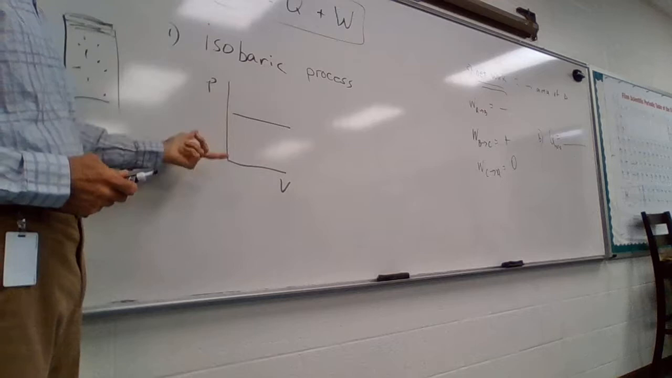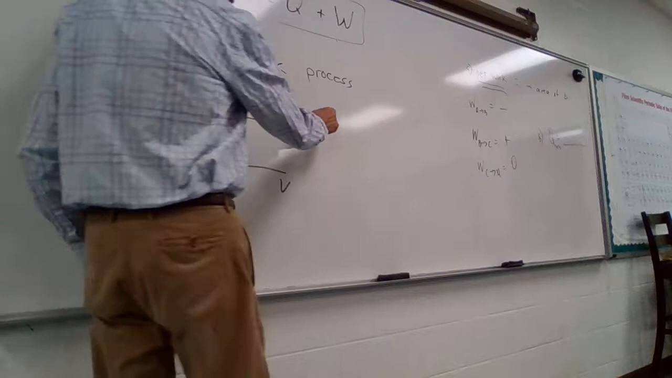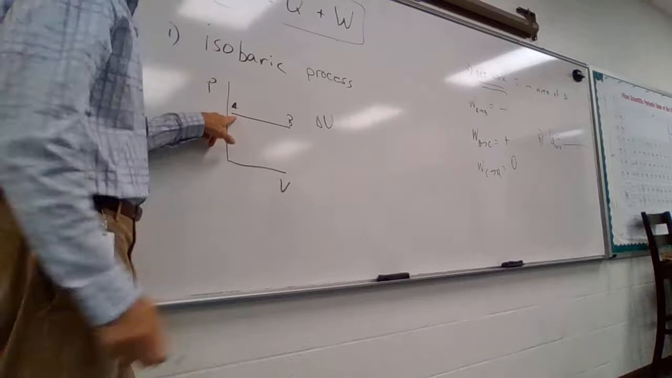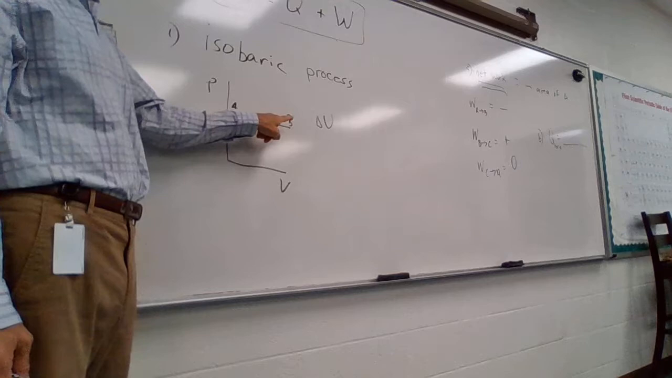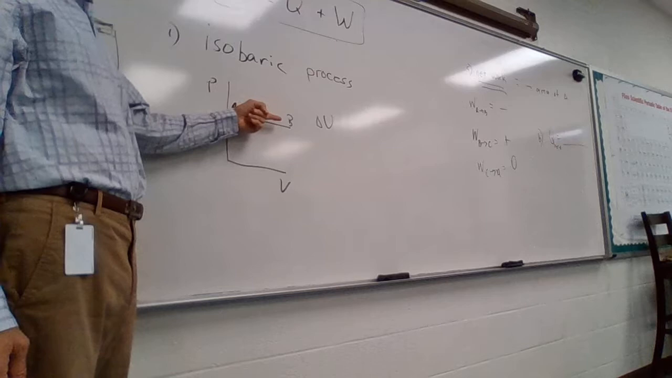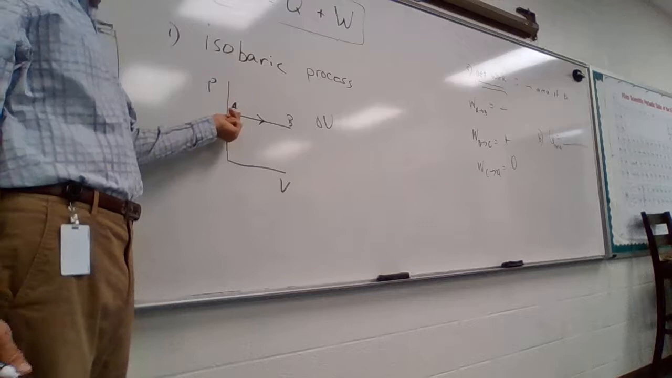Well, not too much. Delta U, is there a delta U from point A to B? Is there a delta U? Here's going from A to B. So here's a question. Is delta U positive, negative, or zero? Negative. Work is negative. We just learned that. If it's moving to the right, work is negative. Does that mean delta U is negative? No. We don't know anything about Q from just the graph, but what do you think?